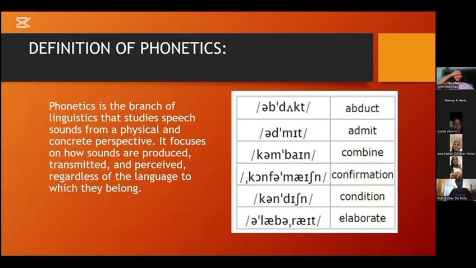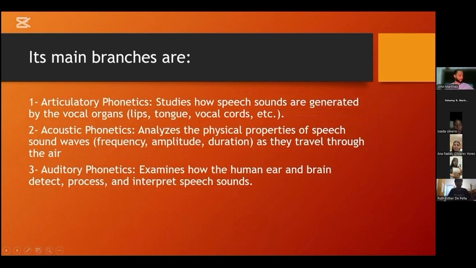Phonetics is a branch of linguistics that studies speech sounds from a physical perspective: how they are produced, transmitted and perceived, regardless of the language to which they belong. Its main branches are articulatory phonetics, which studies how speech sounds are generated by the vocal organs: lips, tongue, vocal cords, etc.